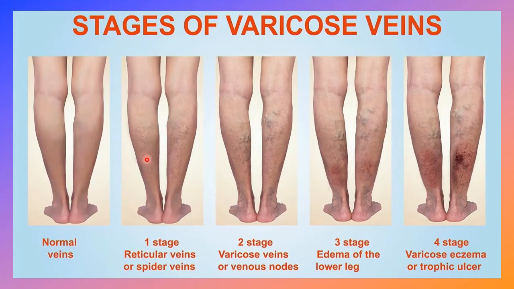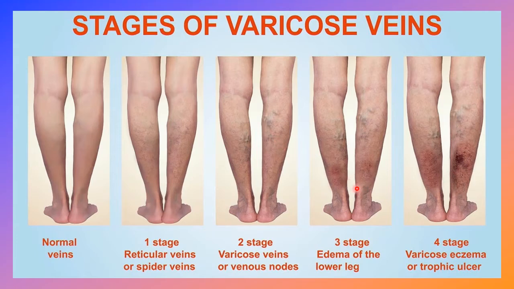So this picture shows you the stages of varicose veins. Here is a patient with normal legs, no varicose veins. Stage 1, you have reticular veins or spider veins seen on the leg, especially the lower leg. Stage 2, varicose veins or venous nodes develop. They become bigger and appear as nodes. And these are the stage 2 varicose veins.